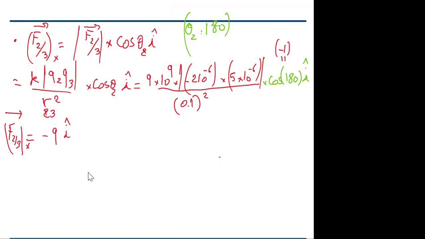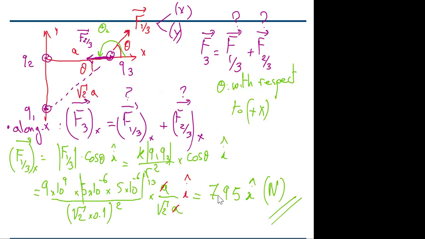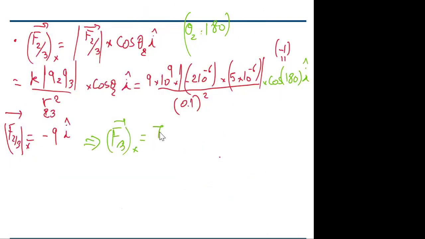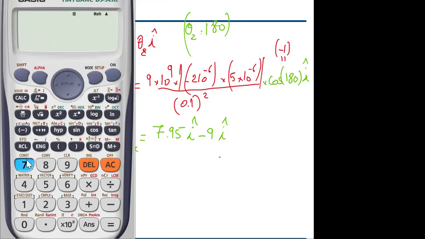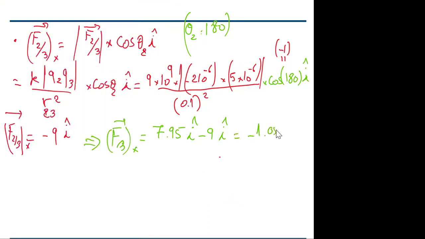The x component of f3 is how much we said? We said it's 7.95i minus 9i. Okay, so how much will it be? 7.95 minus 9, so it's negative 1.05i Newton. So this is the x component. Now let's talk about the y component.